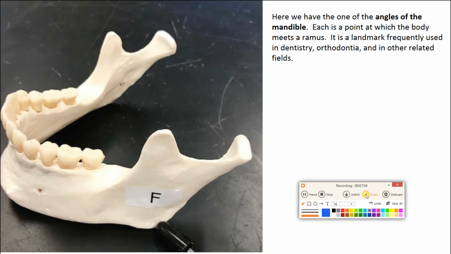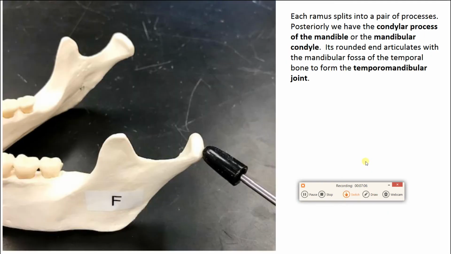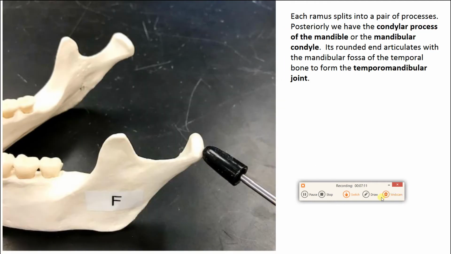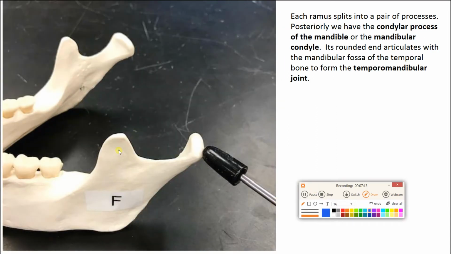All right, but what about those rami? What's coming off of them? Well, we have two processes. There's one in the front. There we go. One in the front and one in the back. The posterior one is called the condylar process.